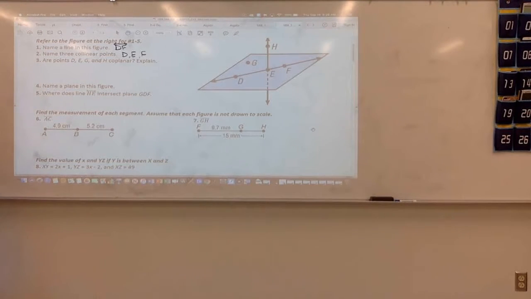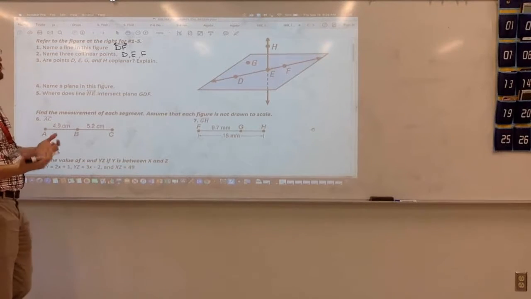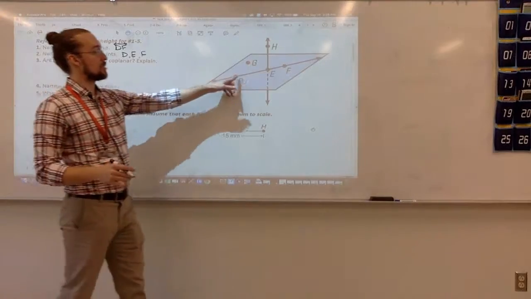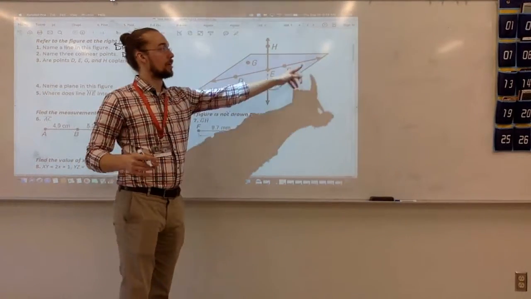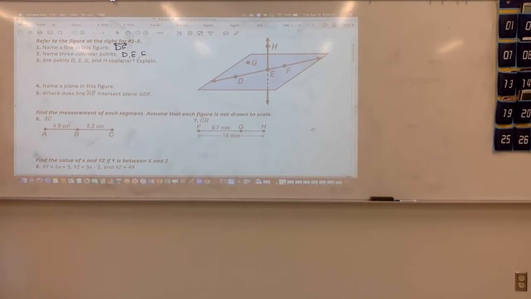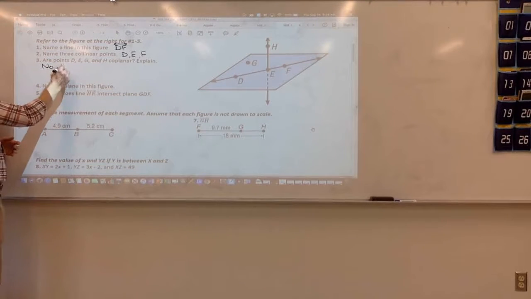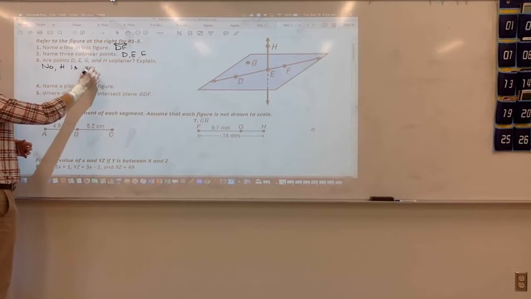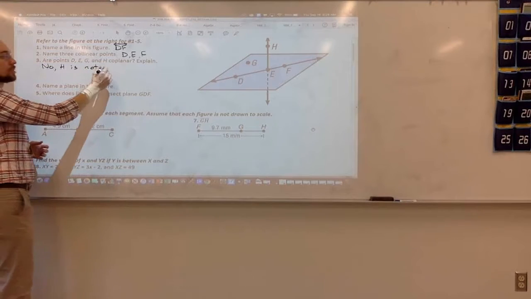So 3 says are points D, E, G, and H coplanar. Coplanar means on the same plane. So we've got D, E, G all on this plane, and then H is above that. So no, they are not all on the same plane, right? So it does say explain, so we could say H is not on the same plane as D, E, and G.